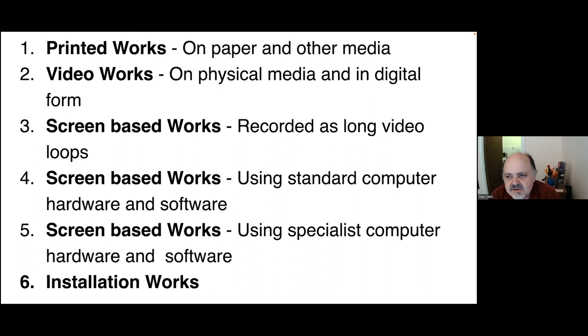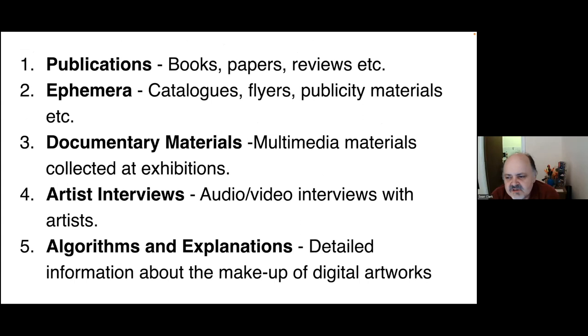But our ultimate goal is really to collect work of all sorts that's relevant to our own core goals. In terms of collecting ephemera, publications, books, reviews, that sort of thing, we have well over 100 books in our collection at the moment, associated ephemera such as catalogues, flyers and publicity materials. And then we're also generating and collecting documentary materials, doing interviews with artists and so on. And ultimately, we would like to collect algorithms and explanations of the artworks, particularly the early works, where there's a risk of these being lost because obviously the computers that ran them are no longer available.